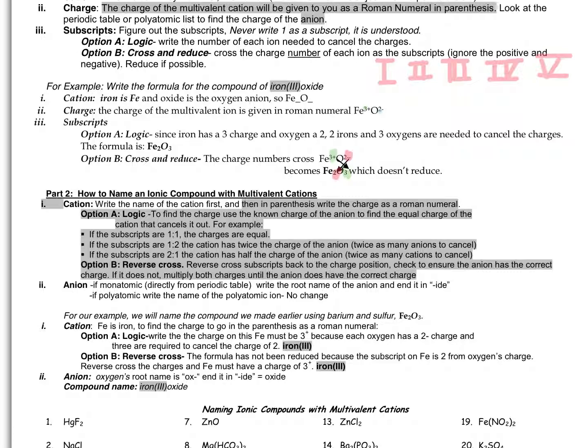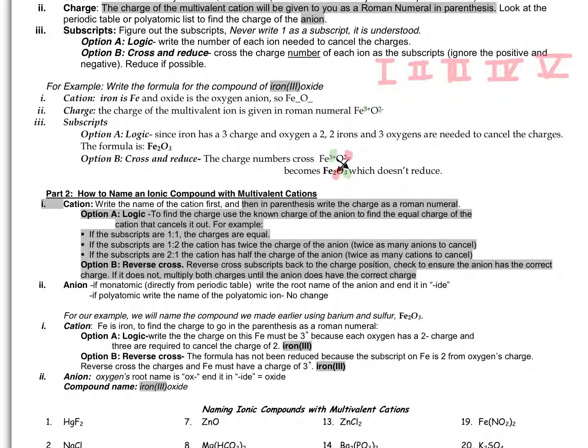If the subscripts are 1 to 2, the cation has twice the charge of the anion. That's why I needed 2 of the anions. If the subscripts are 2 to 1, the cation has half the charge of the anion. That's why I need 2 of the cation to balance out the 1 of the anion.